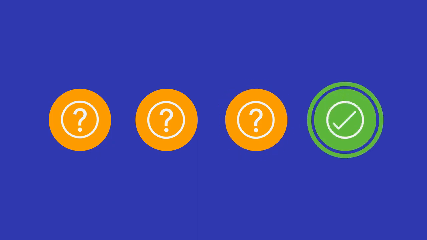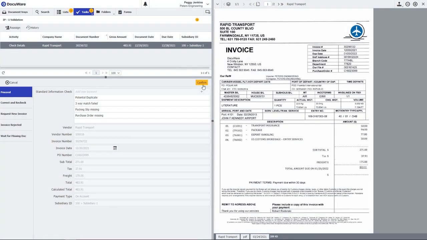DocuWare checks all the details, and in case of any discrepancies, a predefined exception handling identifies them in a timely manner. You can correct the invoice data, request a new invoice, reject the invoice, or more options.